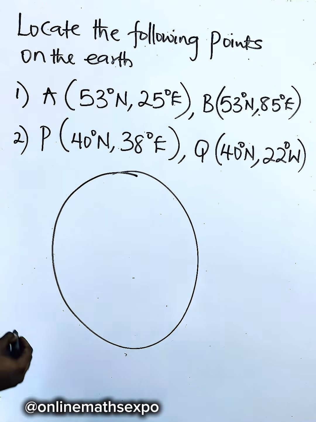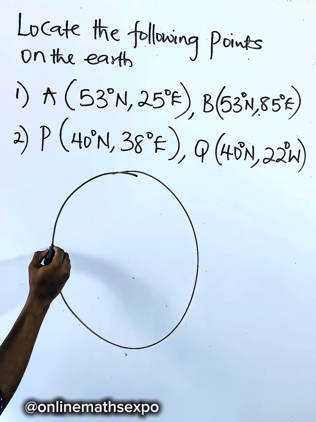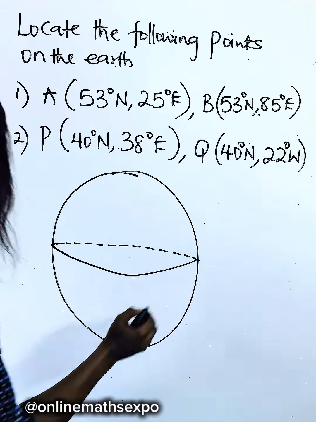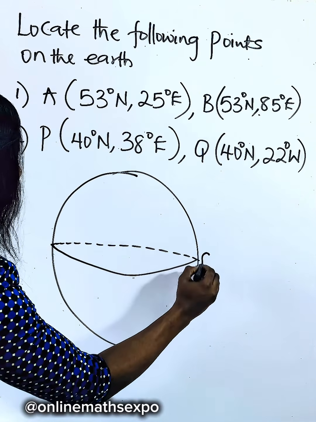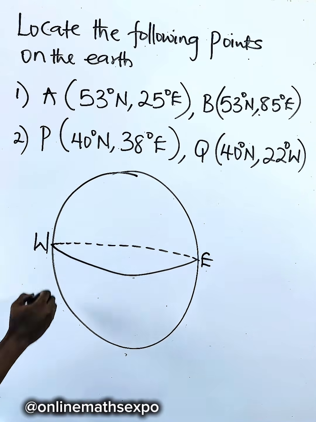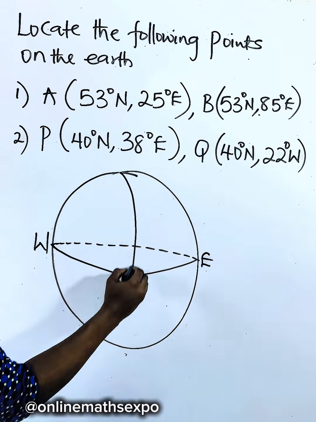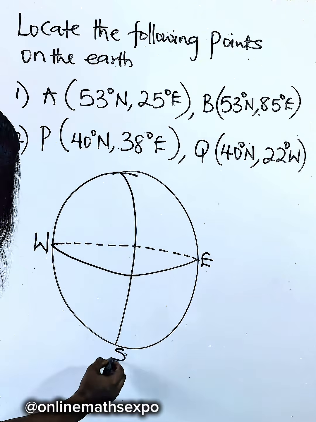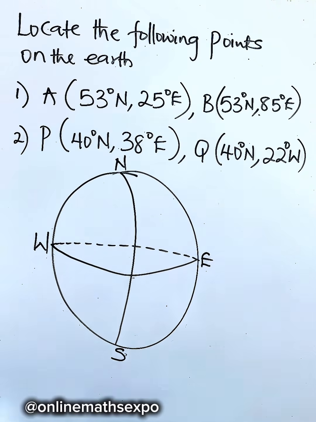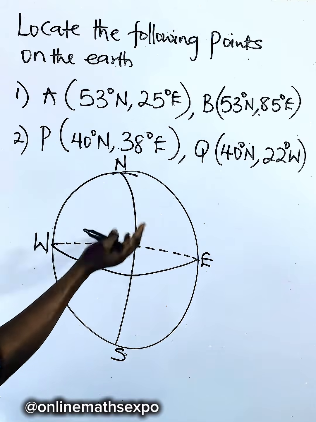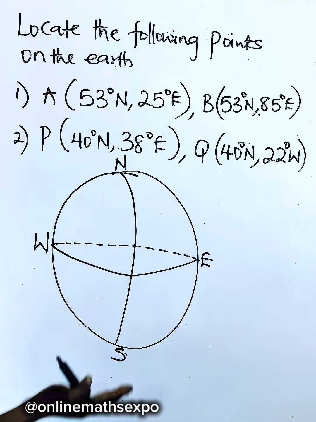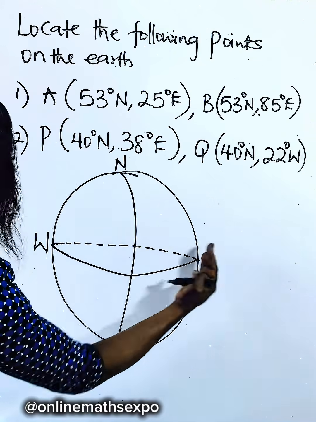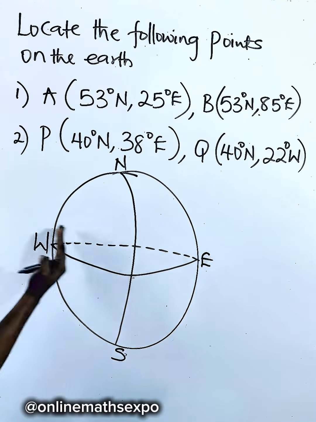Now, this is what we have. Remember that the line that divides it horizontally equally is the one we call the equator. And this place we label it east, and this place we label west. And the one that divides vertically and equally is the one we call the prime meridian. Here is our south, and here is our north. Now, to show these points, remember that from here to here is the northern hemisphere. This place is the southern, this place is the eastern, and this place is the western.